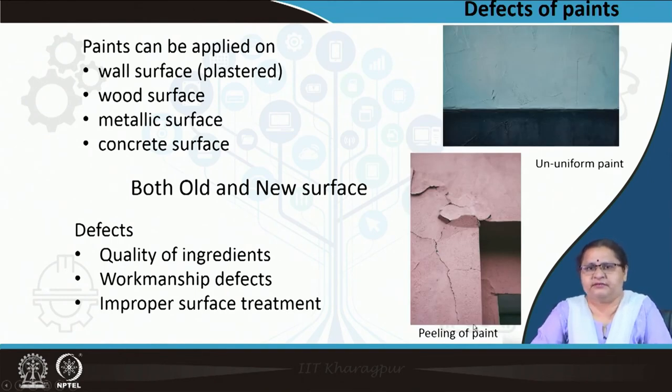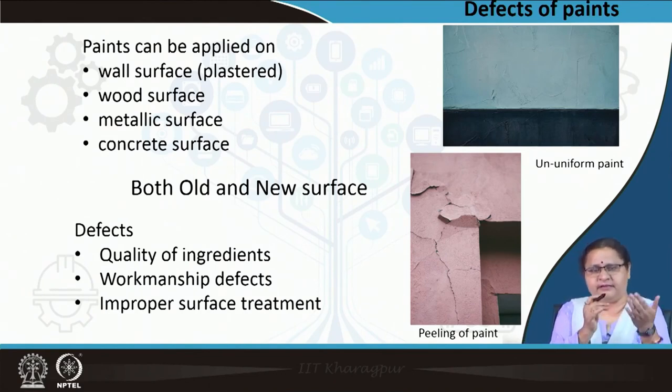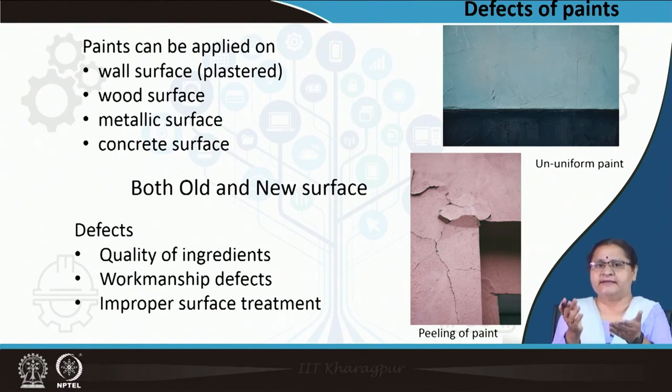We have two pictures here. In one picture, you see non-uniform paint. You can see lots of lines here and there, wavy things. Maybe the wall was not cleaned properly. Here you see the layers are so thick, it has actually flaked out or peeled out. So you can actually pull it from that point and you can see the inner surface. So there could be a lack of adherence between the substrate and the paint. So maybe proper cleaning was not done. So adherence did not happen at some points.